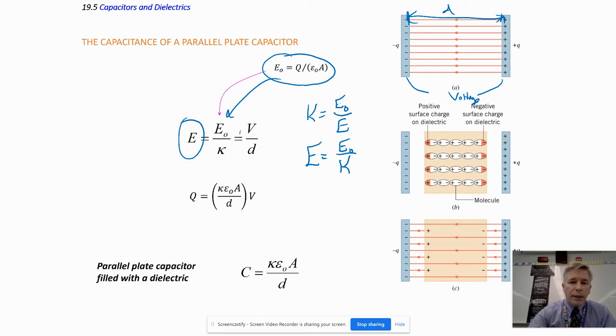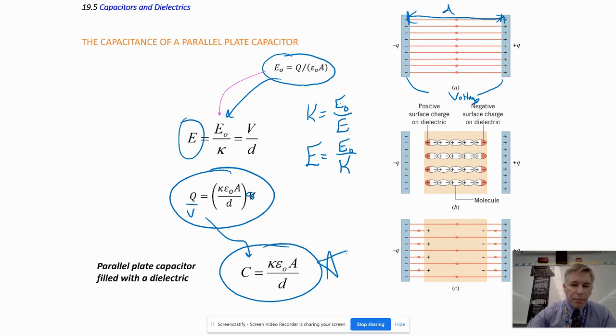So if we do a little bit of substituting in here, we can actually find a relationship between charge on one side and voltage on the other. Since we know Q over V is going to equal your capacitance, we get another way of finding the capacitance. This is going to be a very important equation as we're doing this.